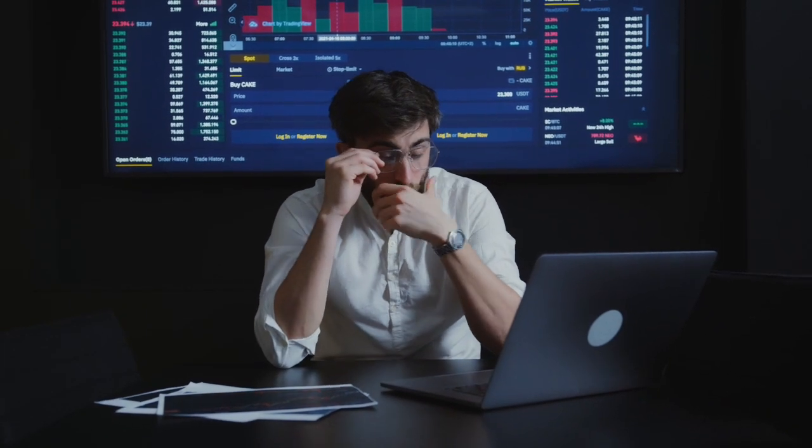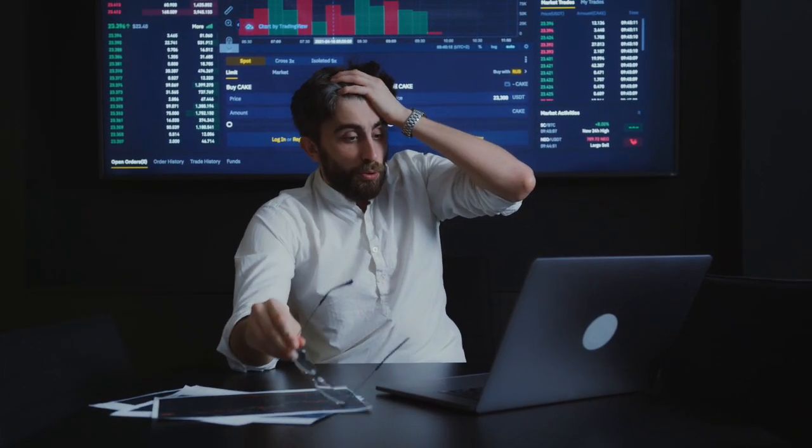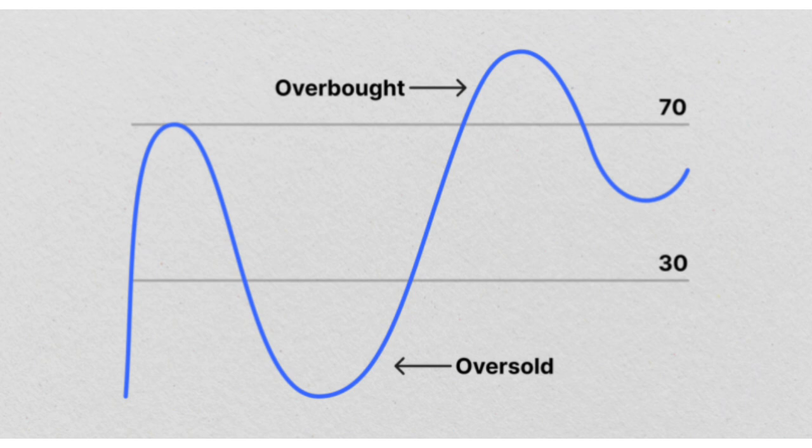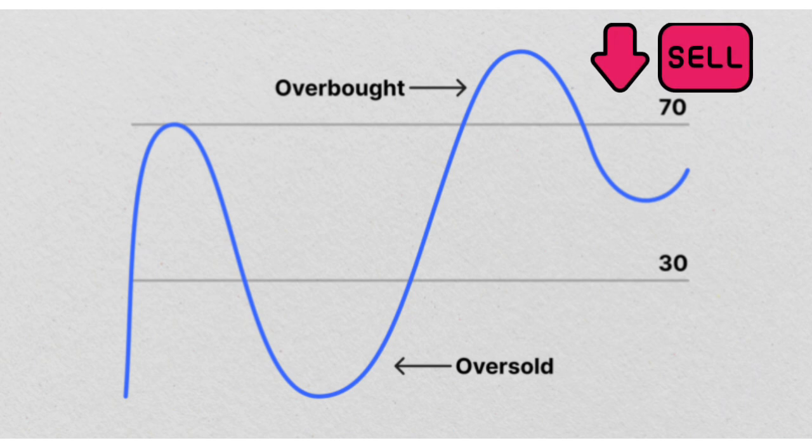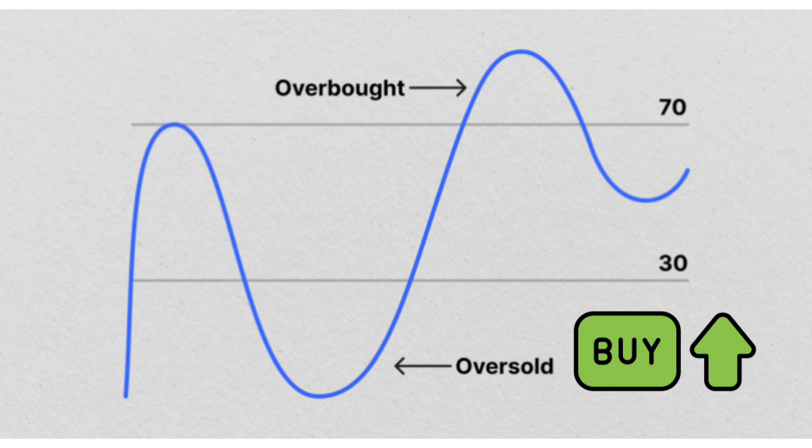Let's start with the most common mistake new traders make. They treat RSI like a buy-sell button. RSI hits 70? It's overbought, I'm selling. RSI hits 30? It's oversold, I'm buying. But this logic is flawed.